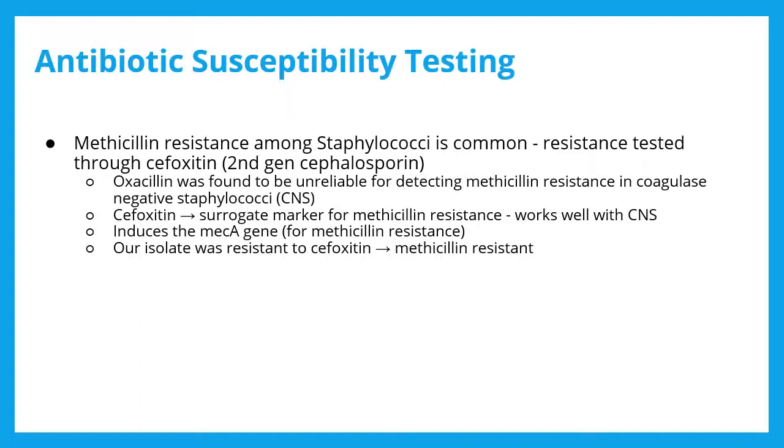Methicillin resistance among staphylococci is a well-known issue affecting antibiotic treatment. Disc diffusion tests using oxacillin were found to be unreliable in the detection of methicillin-resistant coagulase-negative staphylococci. Instead, cefoxitin is used to detect methicillin resistance through a surrogate marker. Cefoxitin works by inducing the mecA resistance gene if it is present in the organism. As our isolate tested resistant to cefoxitin, we can conclude that the organism is methicillin resistant.